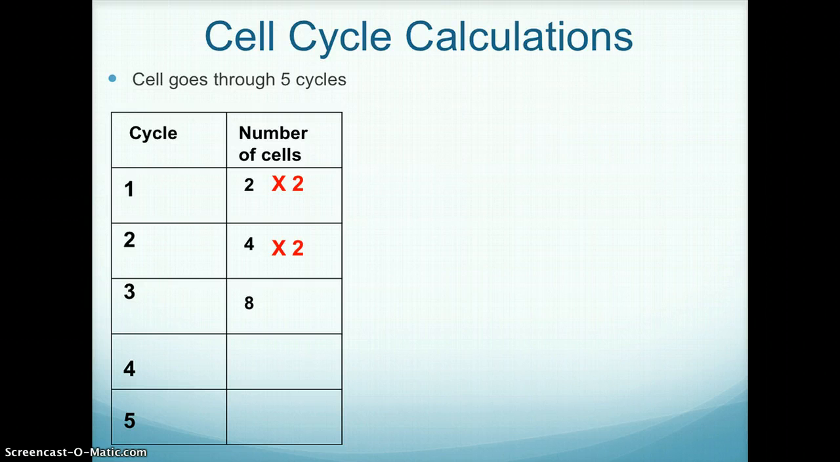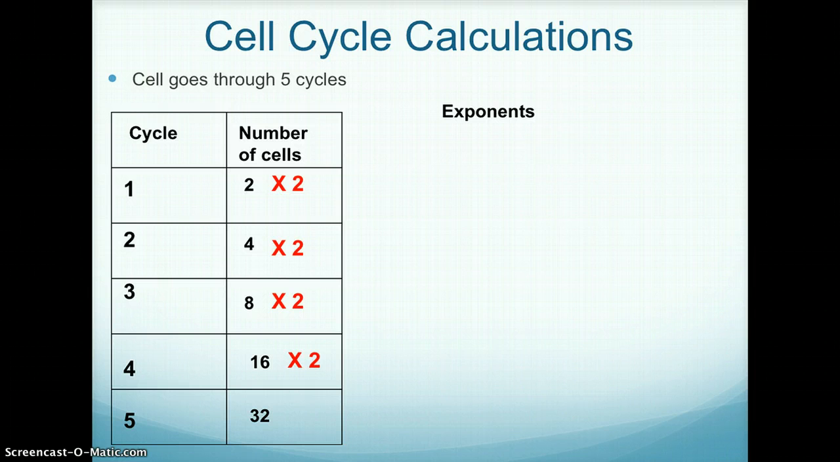Next, times that number by 2, because the number of cells doubles each time. You get 16. Write it in the chart. This means after 4 cycles, there are 16 cells. Next, times the number of cells by 2, because the number of cells doubles each time. You get 32. Write it in the chart. That means after 5 cell cycles, there are 32 cells.